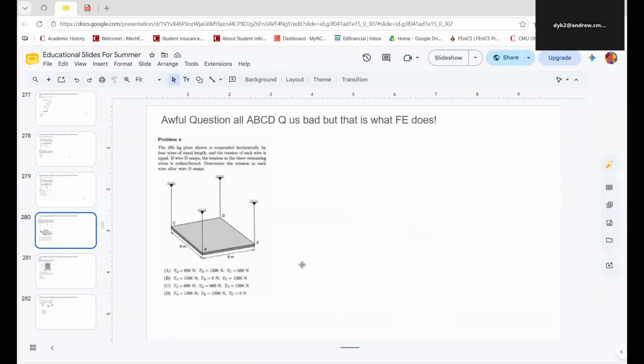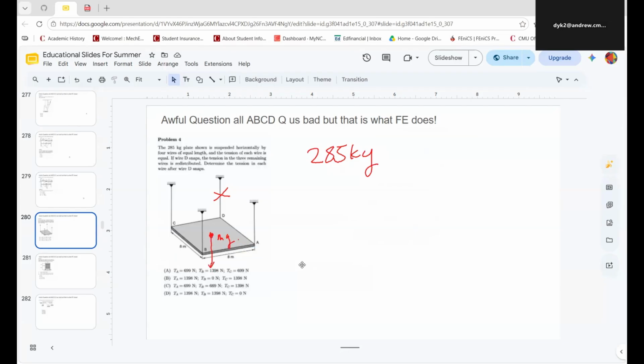Okay, so the 285 kilogram plate shown is suspended horizontally by 4 wires of length, whatever, and the tension of each wire is equal. If wire D snaps, the tension of the three remaining is redistributed. Determine the tension in each wire after D snaps. Is this even a friction problem? I'm questioning this because it doesn't feel like it. Well, it doesn't matter. So it's 285 kilograms horizontally, like this, right?